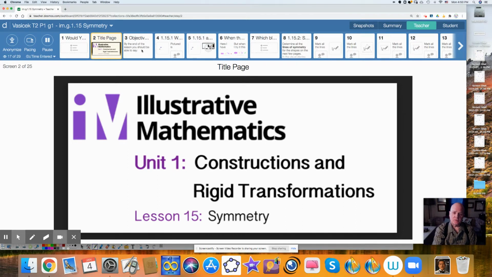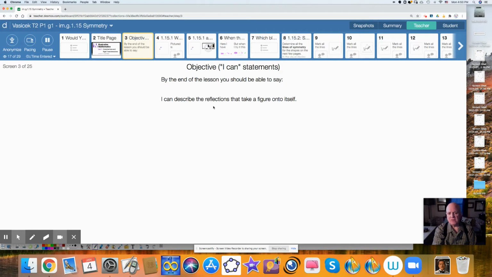By the end of the period, you should be able to say, "I can describe reflections that take a figure onto itself." So we've studied reflections where you have a line that you're reflecting across. Today we're going to do it where the figure reflects across itself so that it's the same figure when you reflect it. That's called a line of symmetry, as opposed to just a line of reflection.